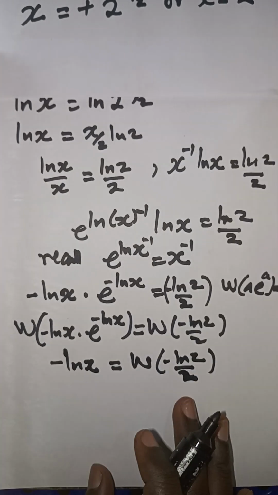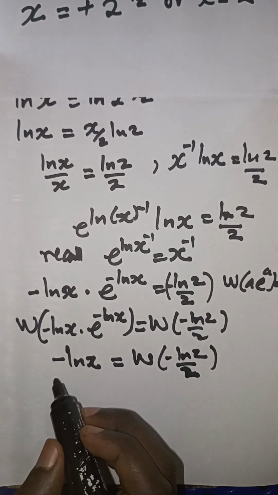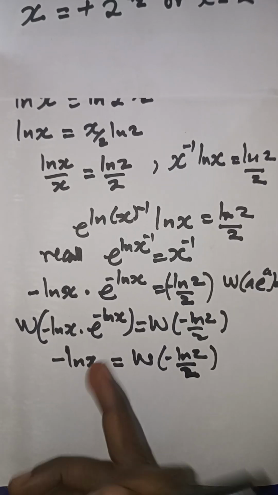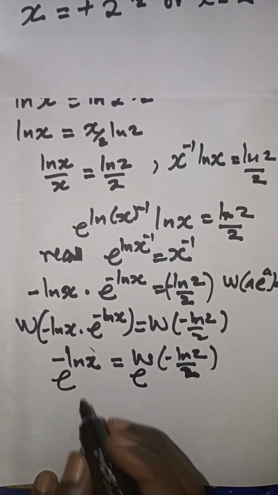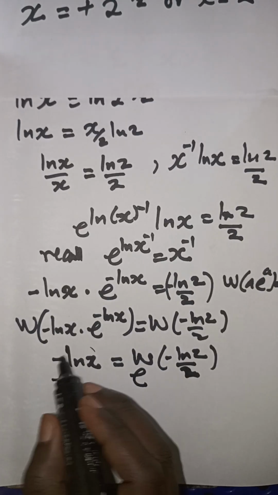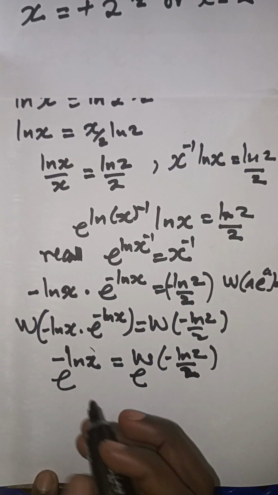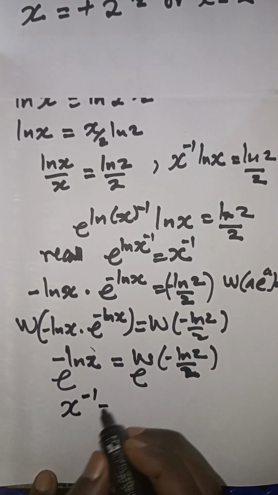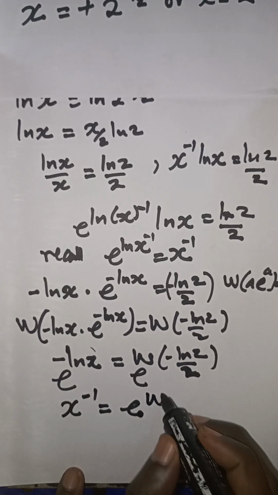At this stage, I'm going to introduce the exponent on both sides so that when I take the exponent of a natural log, I can take this to the other side so that I have x raised to negative 1 is equal to the exponential of w.